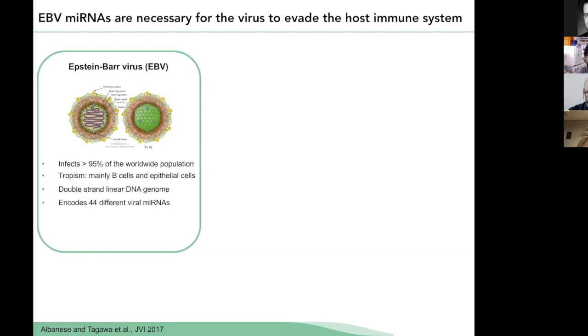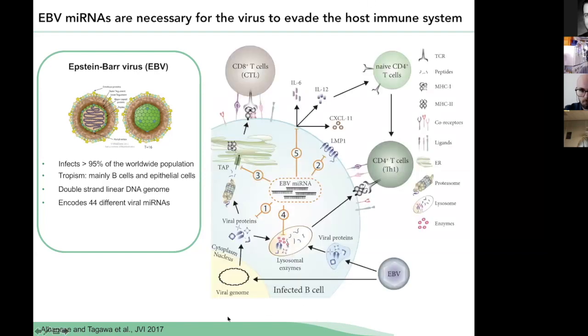On top of this, our lab established a virus that encodes for no microRNA. This is the virus that I used for all over the paper, and that we also used during my PhD, together with Takanobu Tagawa here, in which we show that inside the infected B cells, the EBV microRNAs are extremely important. What they do is target different stages of antigen presentation inside the infected B cells.